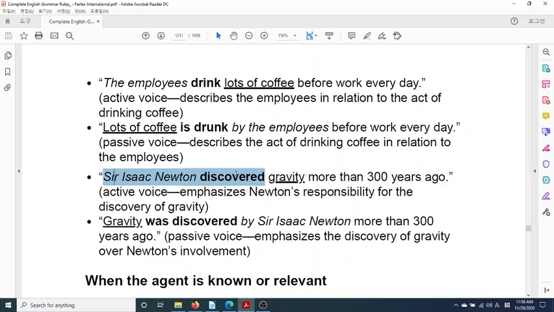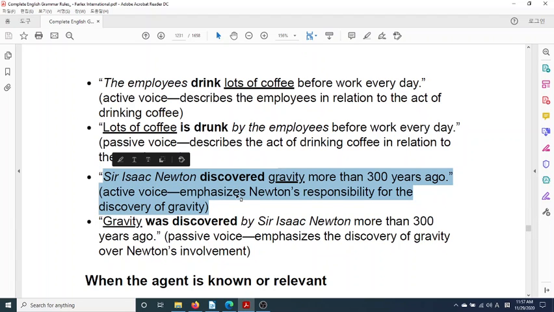Sir Isaac Newton discovered gravity more than 300 years ago. Sir Isaac Newton's probably pretty important to that sentence. You could say gravity was discovered. Yes. And I'd say the average person knows that it was Sir Isaac Newton that discovered it, right? But Sir Isaac Newton is kind of important to that sentence. So in this example, I would consider him an important agent in that sense.